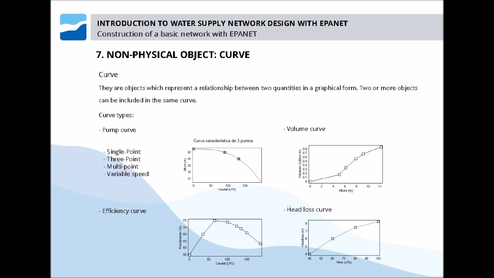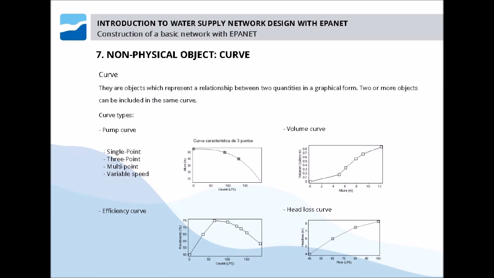And well, besides the physical objects we have stated previously, EPANET also includes non-physical objects. In the first place, we have curves, which represent the relationship between two pairs of data through magnitudes or quantities. Two or more objects can be part of the same curve.